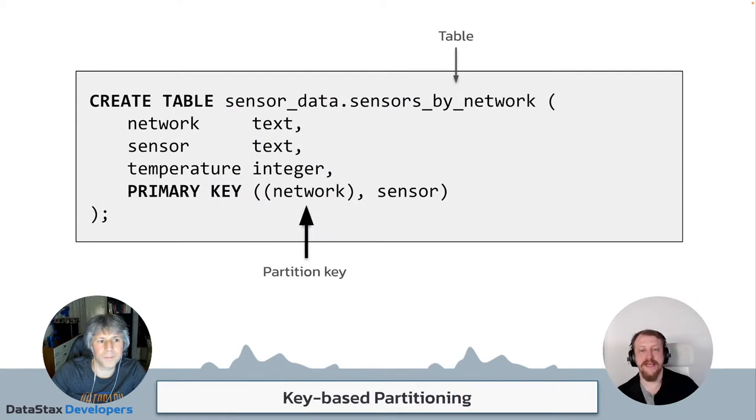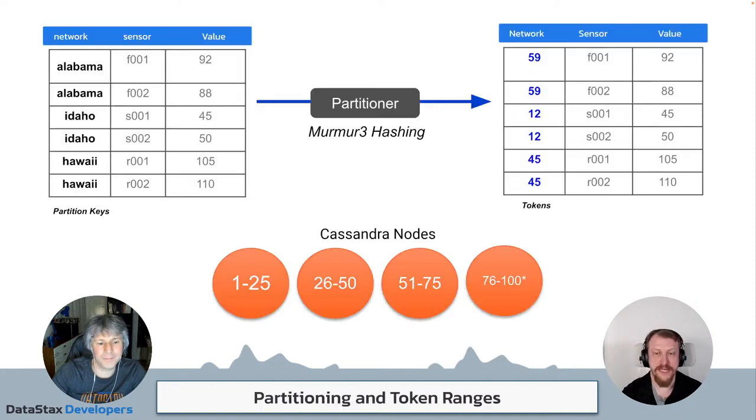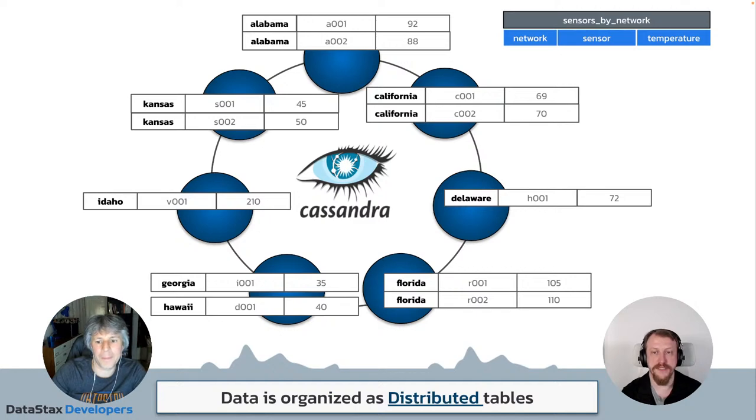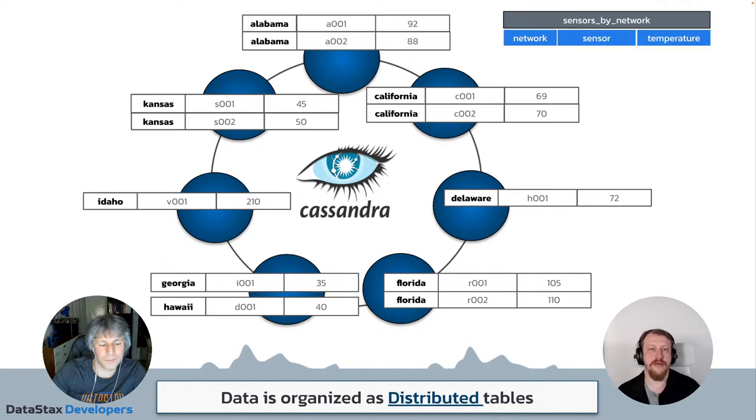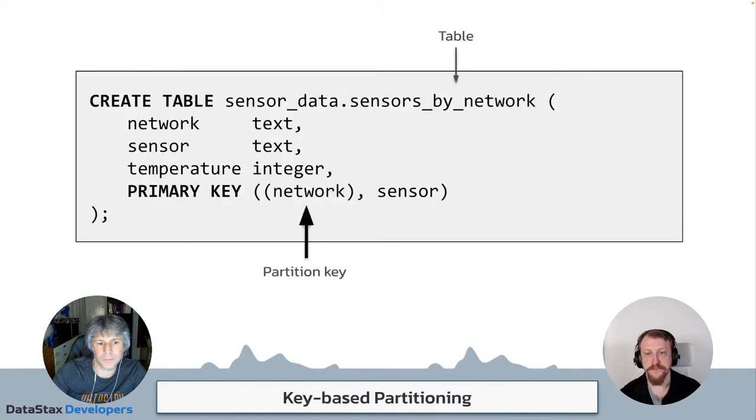How does that work? The idea is it's key-based partitioning. So when you create a table, you must define a partition key. We will explore more about the partition key at the end of this session. But for now, you just need to remember that the partition key is the first property of a primary key, and that defines exactly how data will be partitioned. So here you see, I have network as a partition key. That means records or rows with the same partition key will be grouped together. Alabama, Alabama, California, California, Kansas, Kansas, and so on.